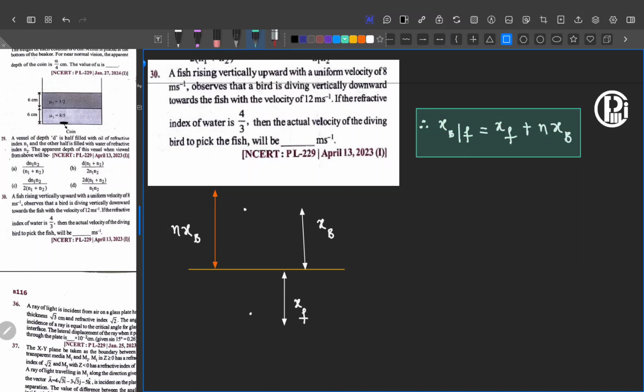So check it. The position of the bird with respect to the fish is equal to the position of the fish plus n times the position of the bird. Therefore, if I differentiate it, I will get the velocities. Therefore, I can say VBF will be equal to VF plus n times VB. You need to understand the sign convention also. Keep the sign convention in mind.